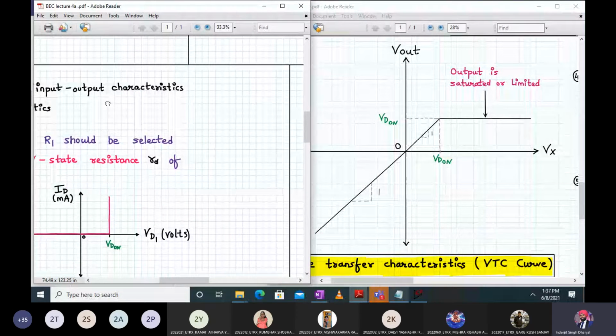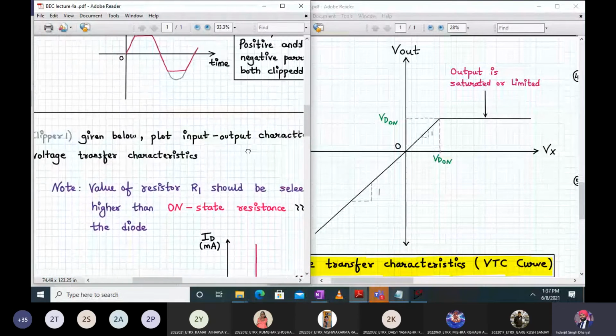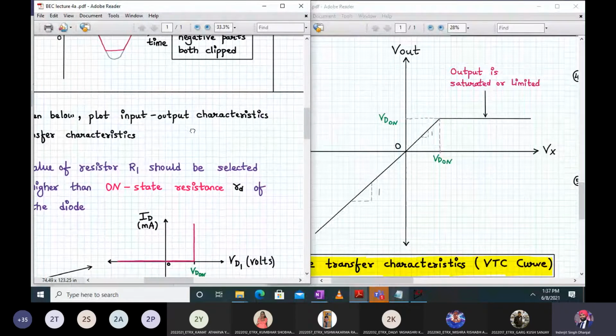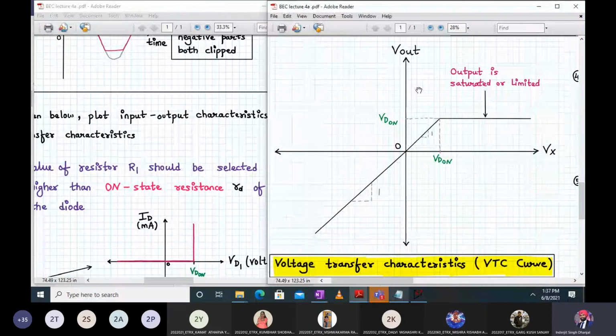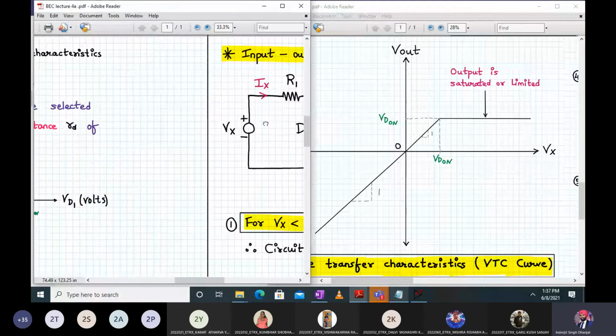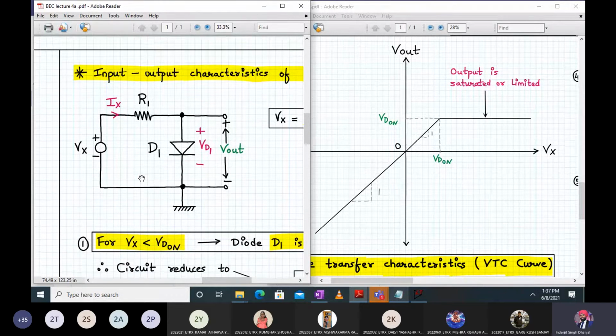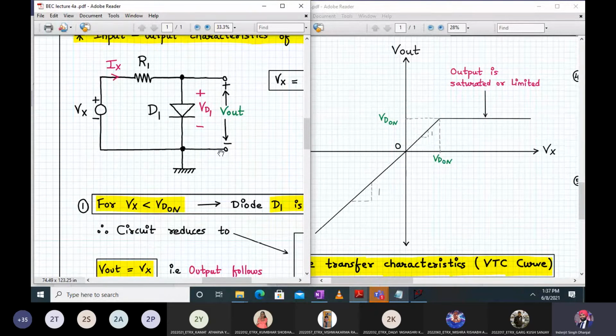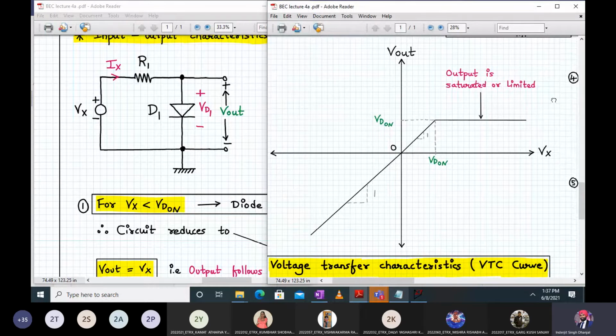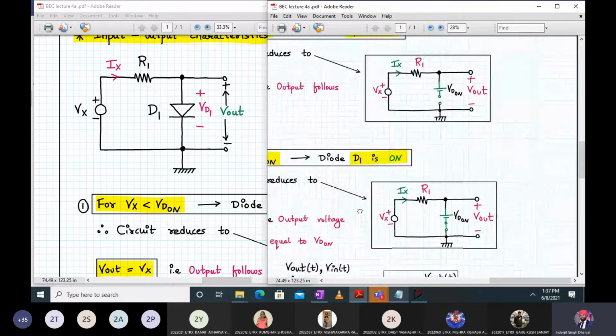So we have plotted the voltage transfer characteristics, or VTC curve. Next, we'll go on and plot input output characteristics. Everyone ready? Hello? Yes, sir. Okay, fine. Yeah, thank you.